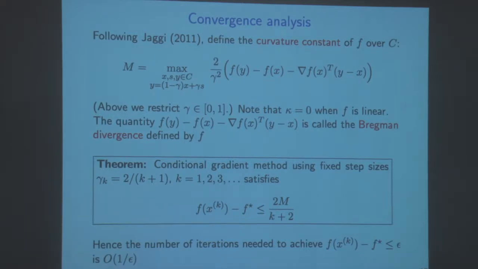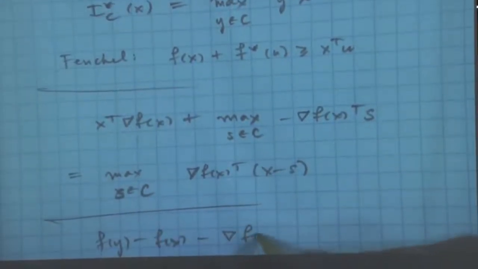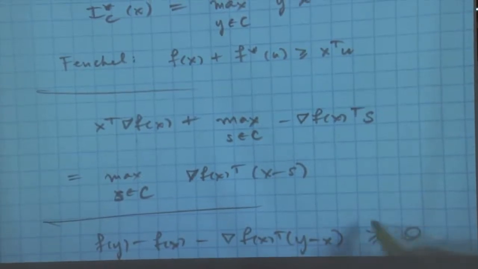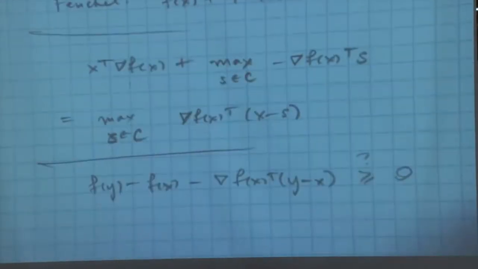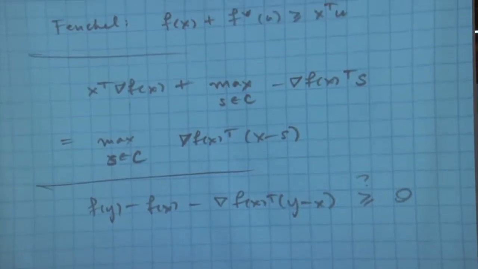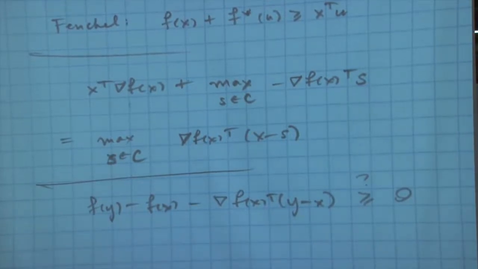So I want to know, is this true? f(y) minus f(x) minus the gradient of f(x) transpose (y minus x). It's always positive, at least when f is convex, which is what we're assuming. Because if I rearrange this, it just says that f(y) is bigger than or equal to the linear extrapolation given by f. Okay, so that's good.